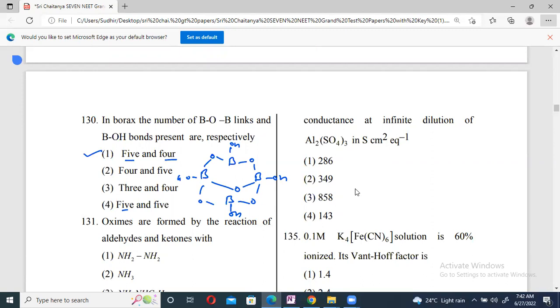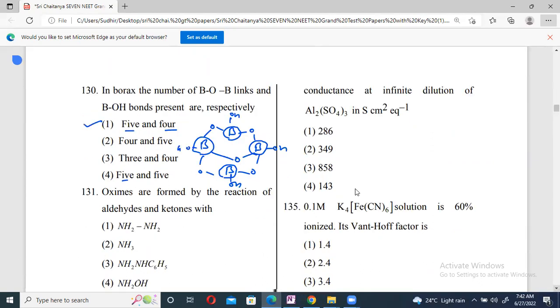4, first option. But in this one, out of 4 boron, these two borons will have sp2 hybridization, and the remaining 2 borons will have sp3 hybridization. They didn't ask, I am simply giving it for you. Remember it.